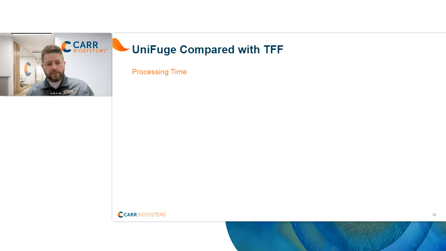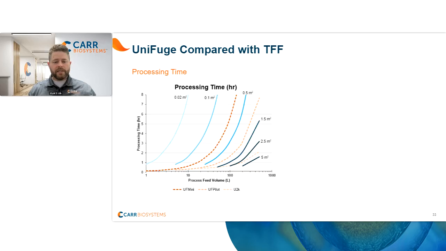So if we compare Unifuge to TFF and look at processing time, for example, we can see here in the dashed lines the 3 products, for example, the UF Mini Pilot and U2K. There's a couple of key callouts here and how they differentiate from TFF. One is a lower minimum processing time. So even as you get to small volumes, we can bring the processing time quite low, and we can keep it quite low throughout, even as we scale up. This means faster runs and higher throughput at your process development time, and faster runs when you scale up.